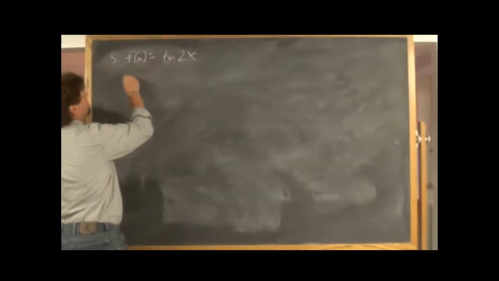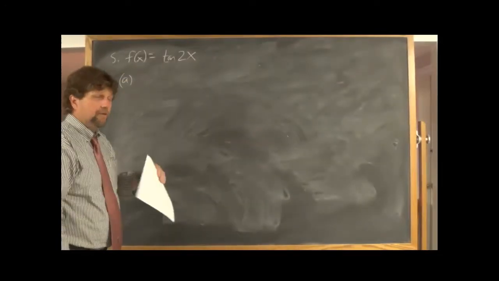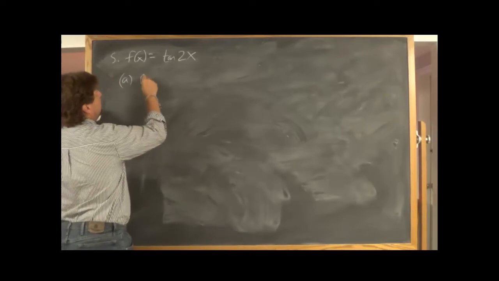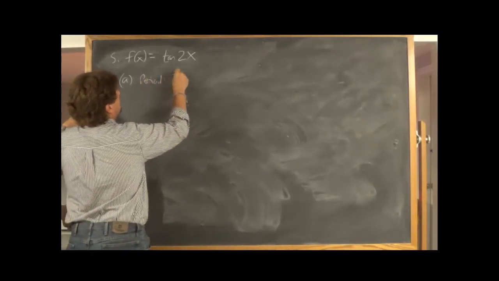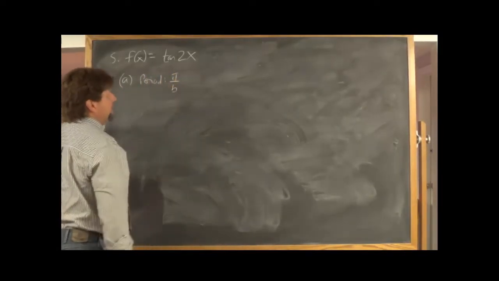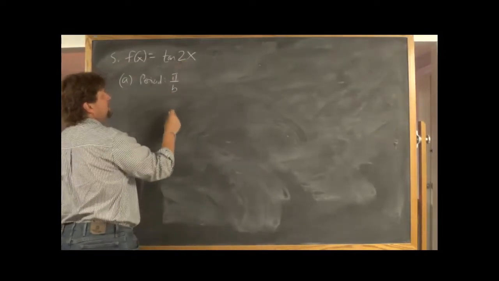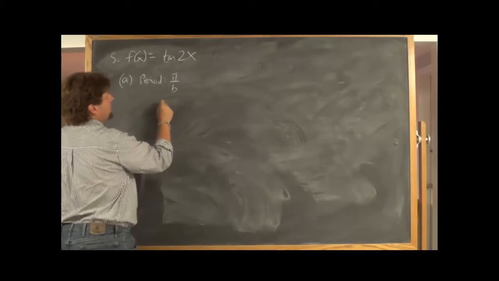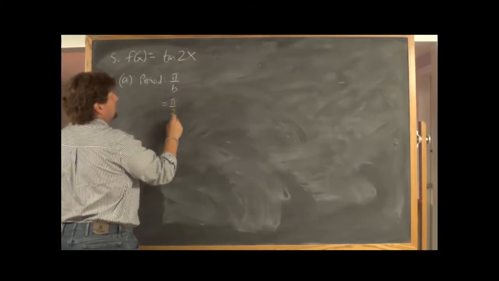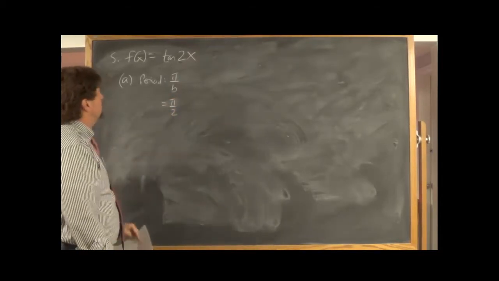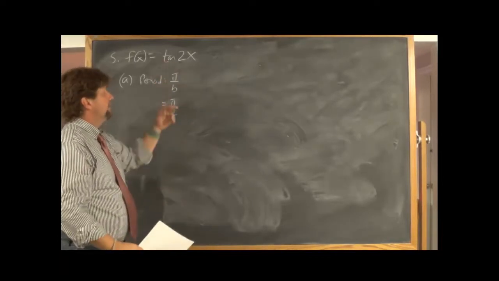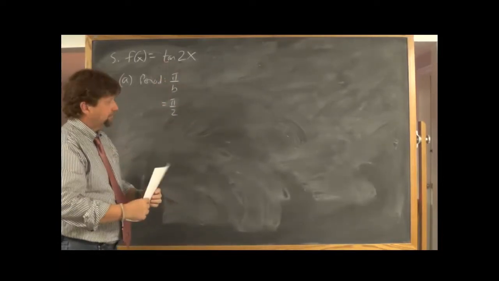So in part A, here you need to remember that for tangent and cotangent, the period is pi divided by b, where here b is 2, so we have the period to be pi over 2. So hopefully for part A you had the period of that graph to be pi over 2.